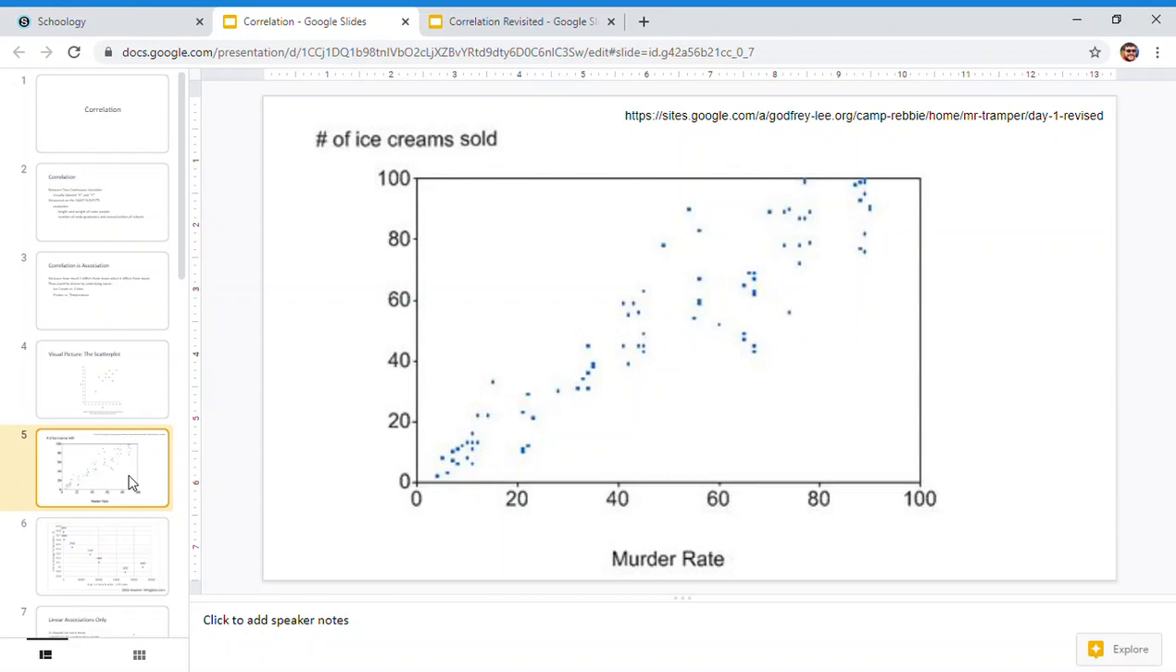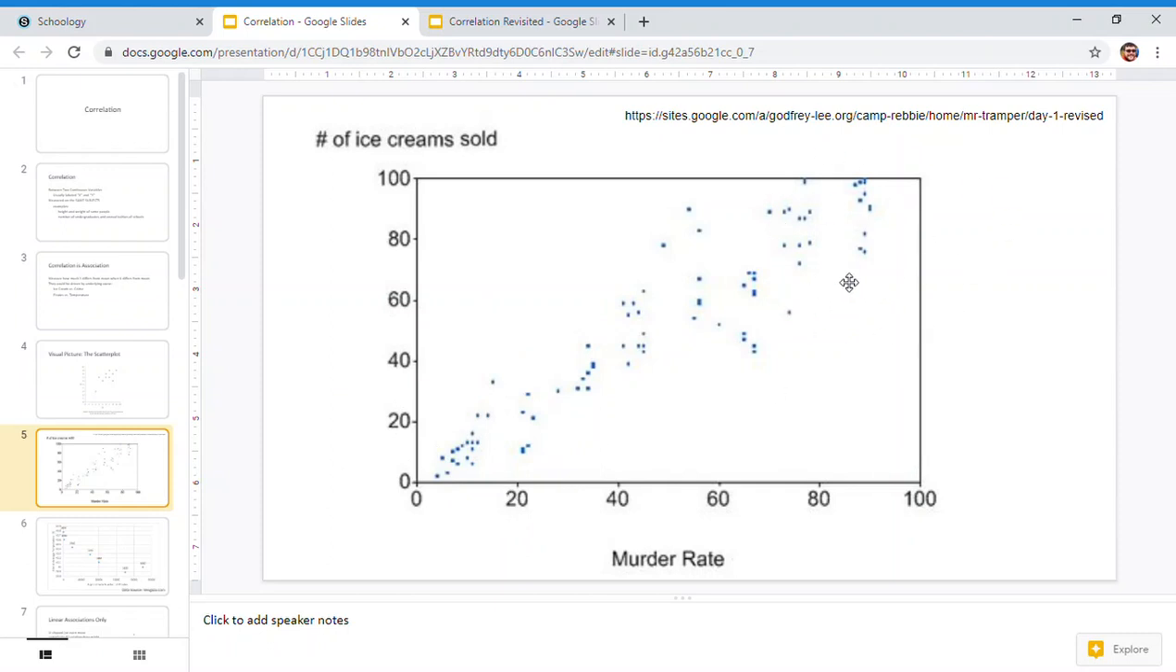So here's the ice cream and murder rate data. This is a real thing that you can find, and then you see that as the murder rate goes up, the number of ice cream sold goes up as well. And so this could be because people are eating ice cream because they feel stressed about murders, but more likely it's because these are hot days where people are out in the street. These are cold days when people are inside, and this is Chicago, so that people eat less ice cream in the winter and are more likely to be on the street shooting each other in the summer.